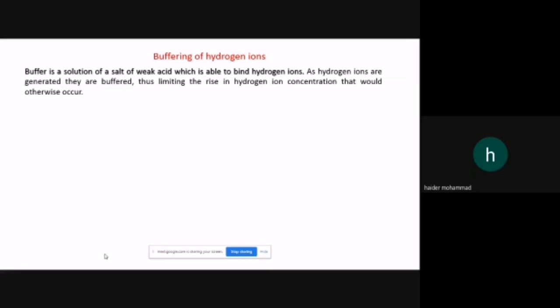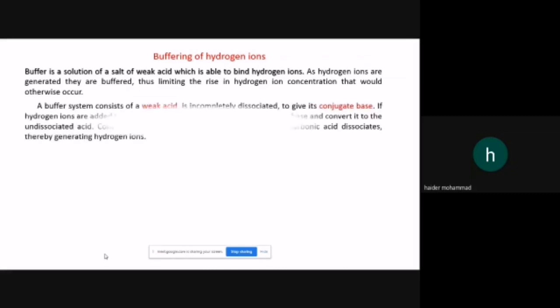Okay, so any hydrogen ions generated are buffered. Therefore we have limits for the hydrogen ions. So the buffer is the salt of a weak acid, which has the ability to bind the hydrogen ions.